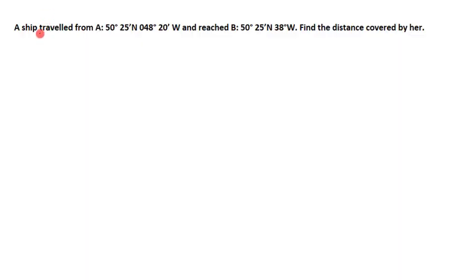Well, here again, let's solve this parallel sailing problem. Here a ship traveled from A, which is 50 degree 25 minute north, 048 degree 20 minute west, and reached position B, which is 50 degree 25 minute north and 38 degree west. Find the distance covered. Well, this is also a similar question. So here what we notice is that the latitude is same. So let me write here, latitude is same.